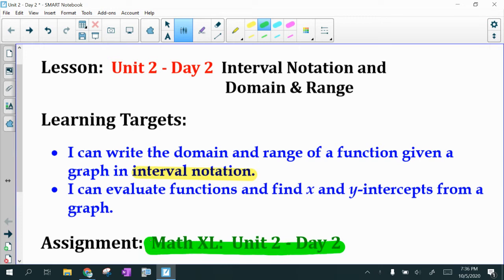Oh, wait, we still have MathXL for you to do this evening. Or if not this evening, then hopefully sometime in the very near future.